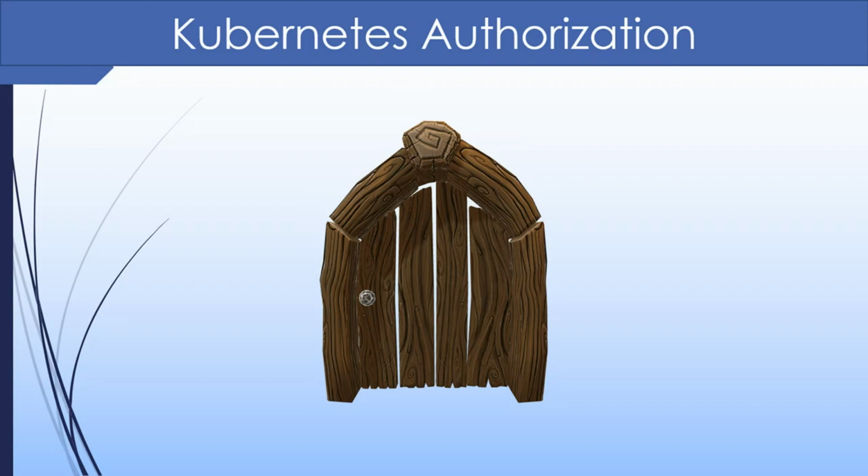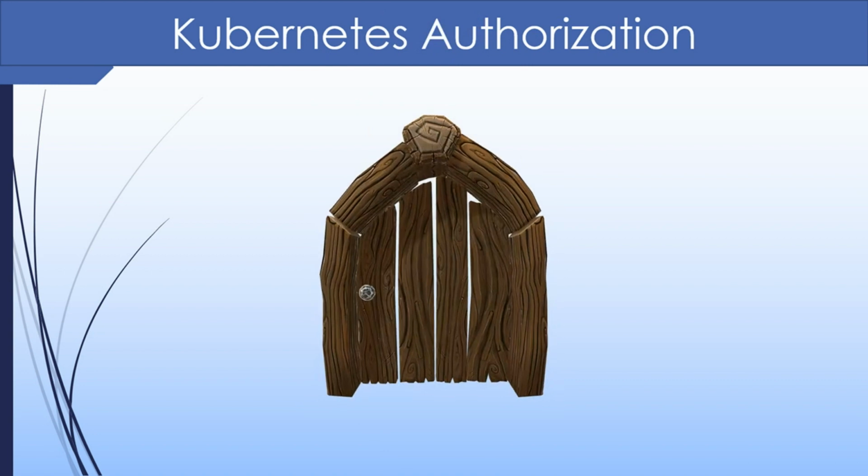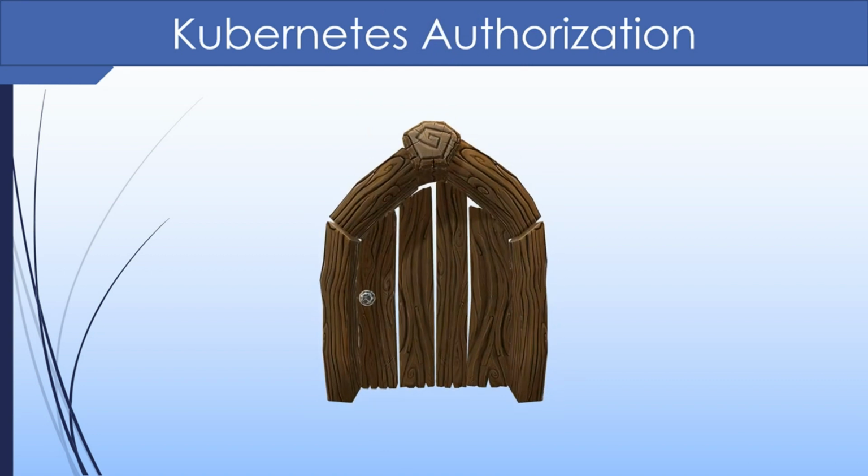In the previous video, we looked at various ways to authenticate to a Kubernetes cluster. Once you are authenticated though, we can specify policies that control whether the user is able to perform certain actions or access certain resources. Let's look at various authorization scenarios.